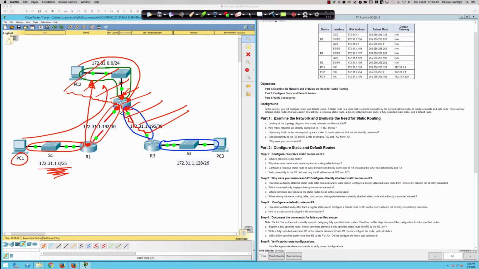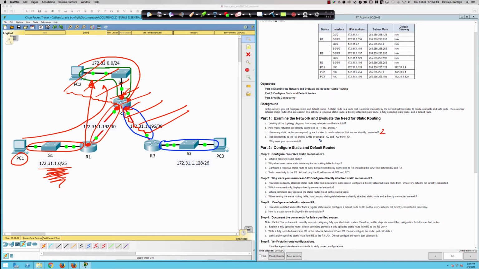Those subnets right there, that's all router 2 knows about. He doesn't know about this network here. So we would need a second static route, and it could be a recursive static route, it could be a directly attached static route, and it could be what happens when you combine a recursive and a directly attached, a fully specified static route, right? So we need 2. How many static routes? So it's going to be 2.